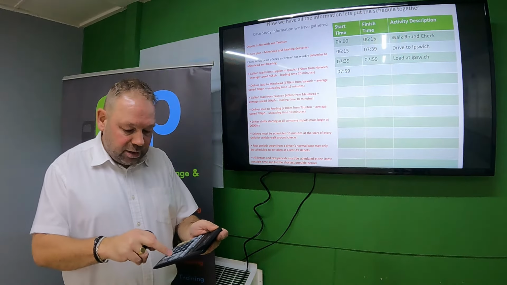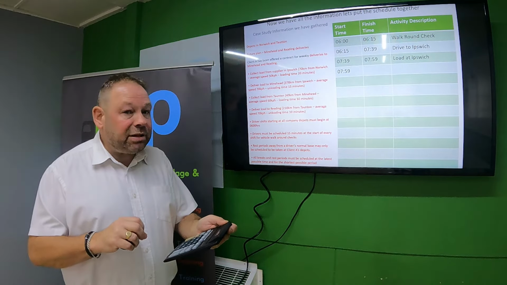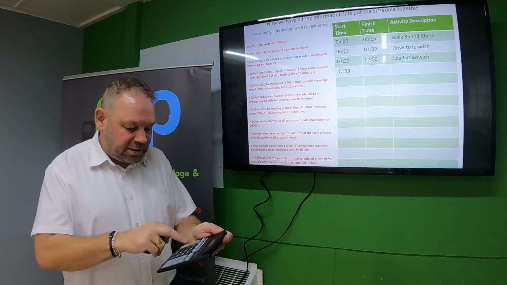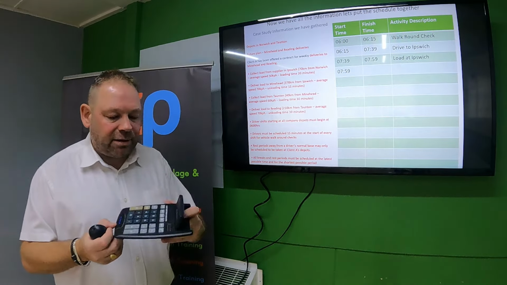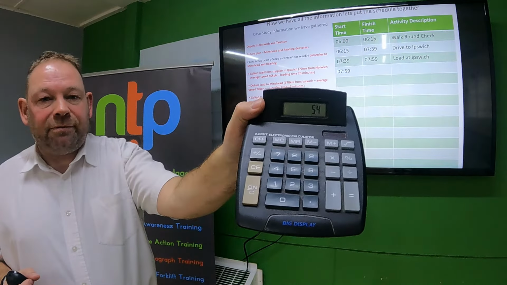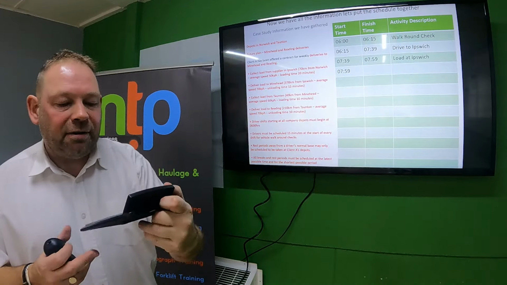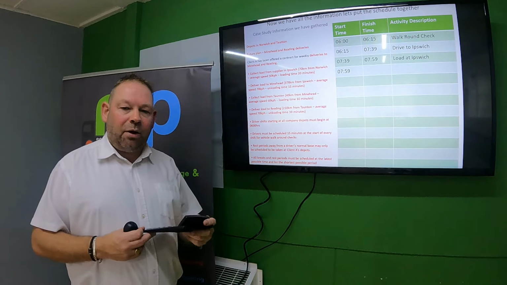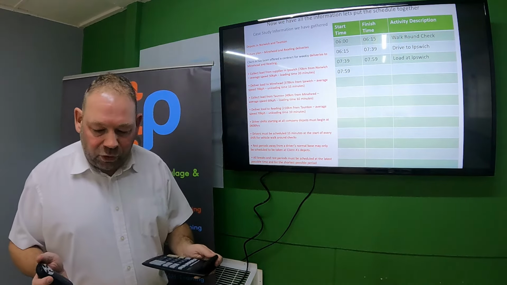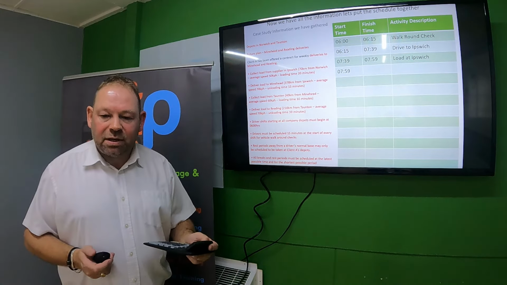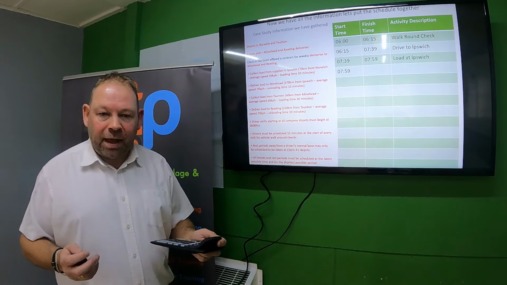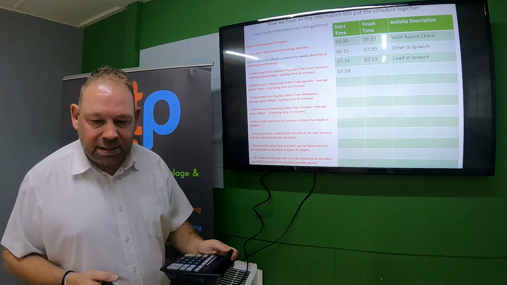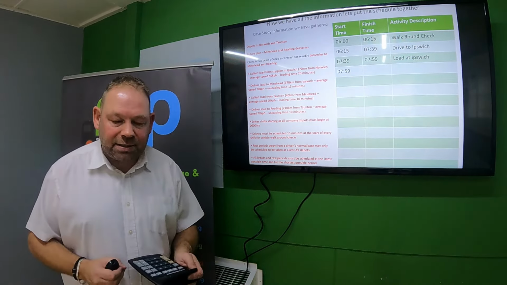378 kilometres divided by average speed of 70, not 50 this time, average speed of 70, gives us 5.4. 5 complete hours and 40% of an hour. So 5.4 is 5 hours and 24 minutes. Yeah, so 324 minutes in total, 5 hours and 24 minutes.